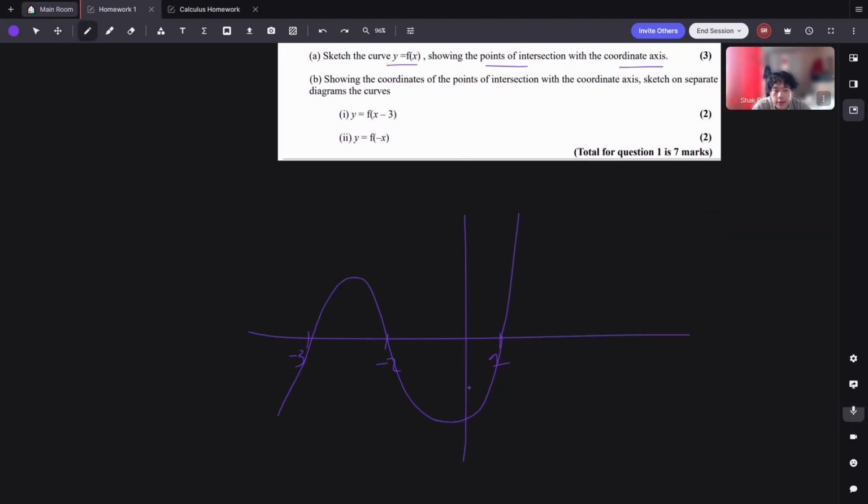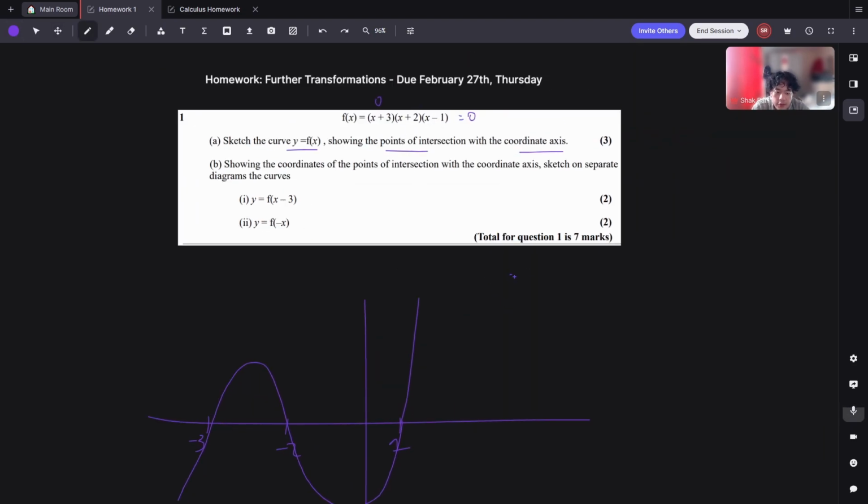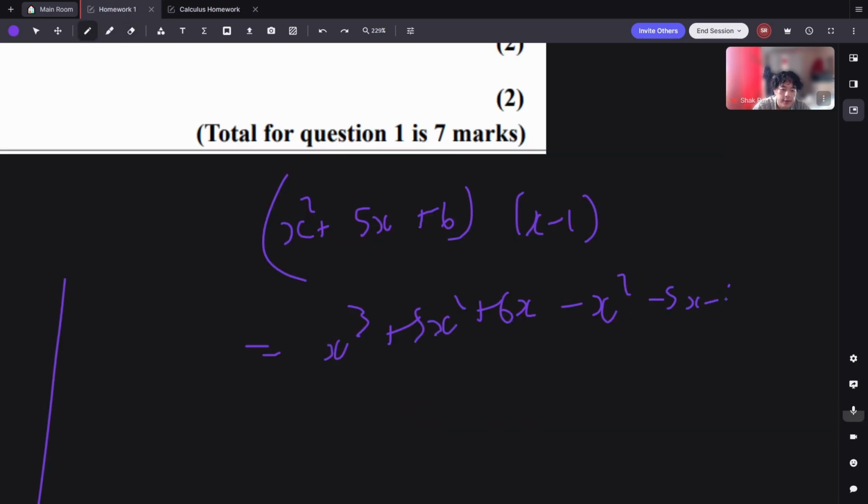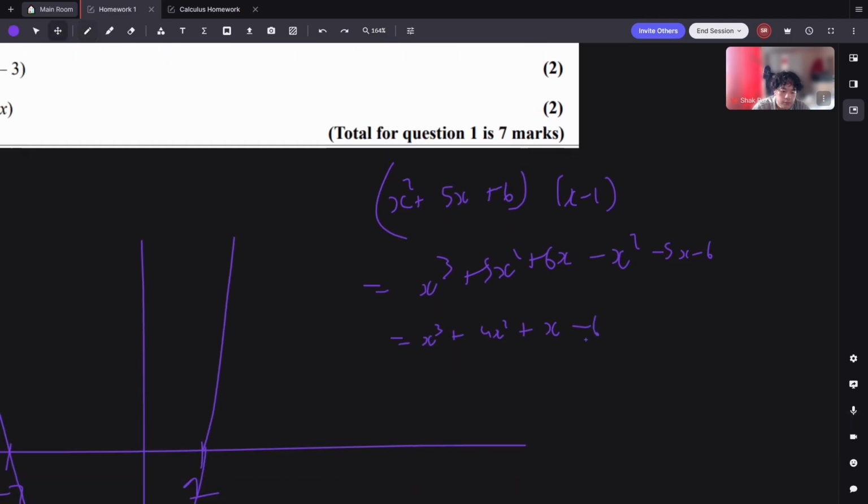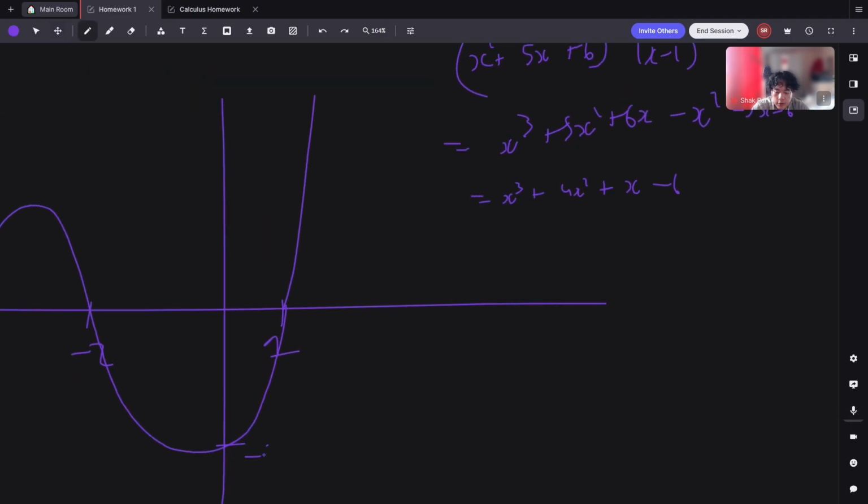We also need to find the intersection with the y-axis. So we just need to expand this, so that becomes x plus 3 times x squared plus 5x plus 6, then x minus 1, which equals x cubed plus 5x squared plus 6x minus x squared minus 5x minus 6, which equals x cubed plus 4x squared plus x minus 6. So therefore this point is going to be minus 6.